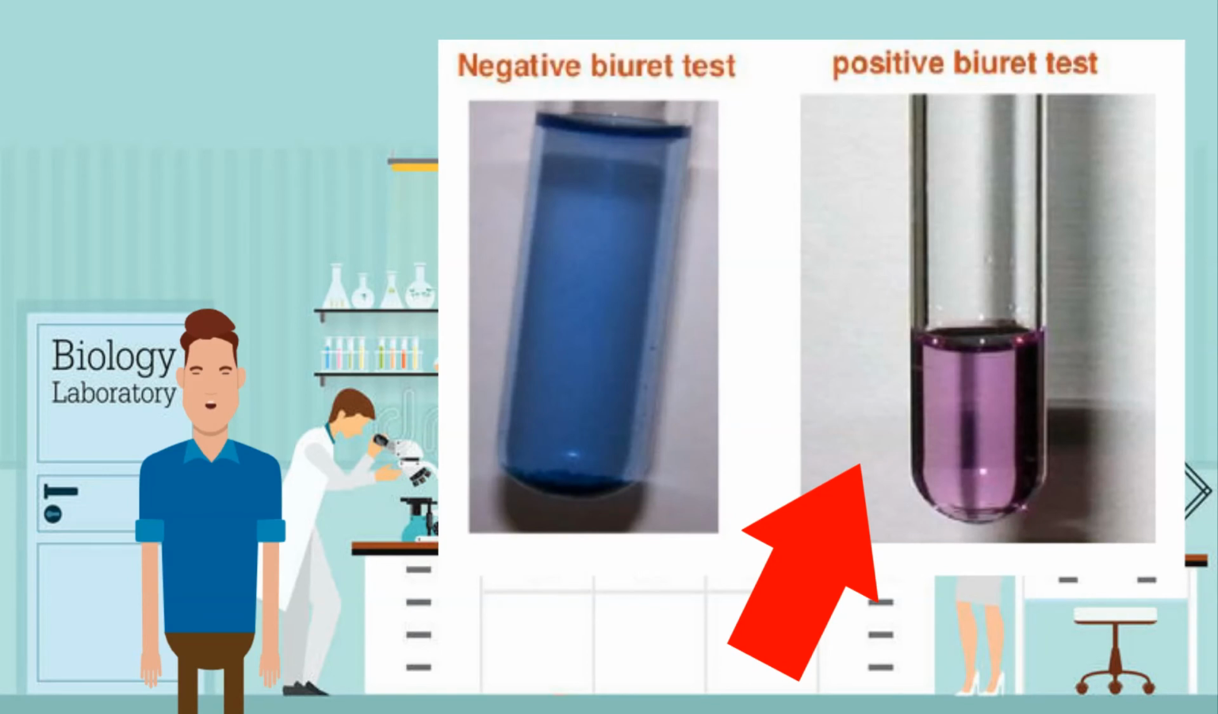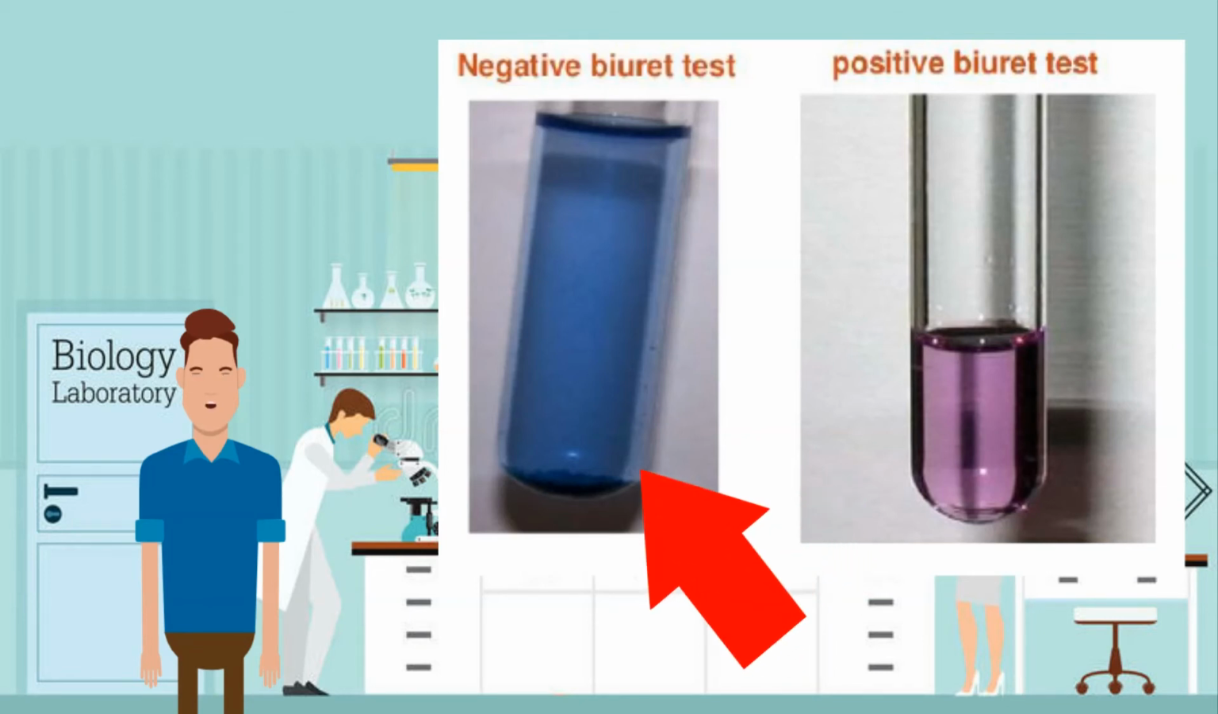A positive result is when there is a color change from light blue to a violet purple color. This means protein is present. A negative result is when there is no color change. This means protein is not present.